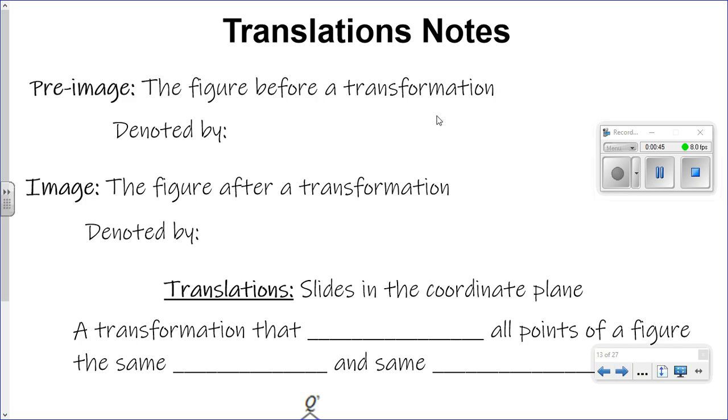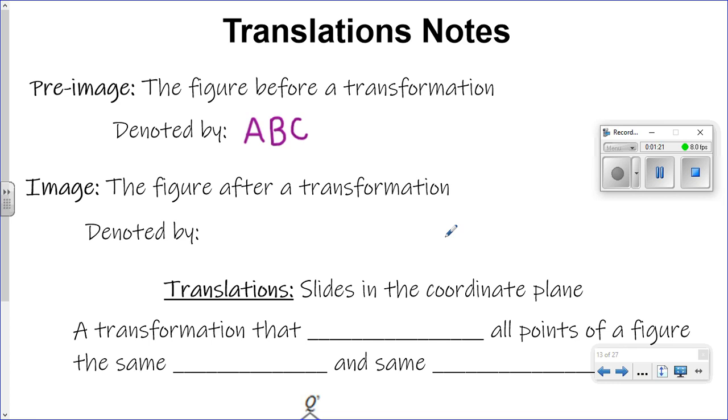Alright, so here are your translation notes. You should be going with me and kind of filling that in. Before we get started, we have what is called a pre-image. And the pre-image is the figure before a transformation occurs. Okay? And it's denoted by just the capital letters to name the points. So, for example, I could just have three letters for a triangle, so it's going to be denoted by A, B, C. All capital letters.